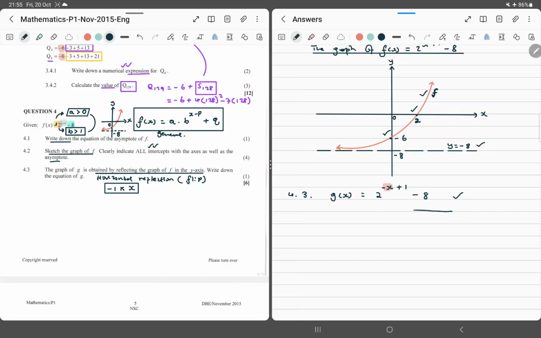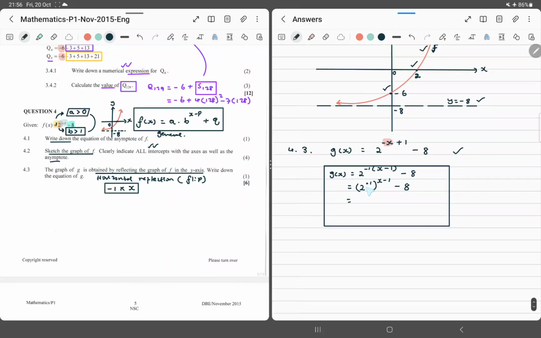If you didn't like to write this as an exponent with a negative x there, you can work it out. Say g of x is going to be 2 to the exponent, and you factor out a -1 into x minus 1, minus 8. Now you show that this base is to the exponent -1, all raised to the exponent x minus 1, minus 8. And then this is basically a half, all raised to the exponent x minus 1, minus 8. So this is how you can solve it.